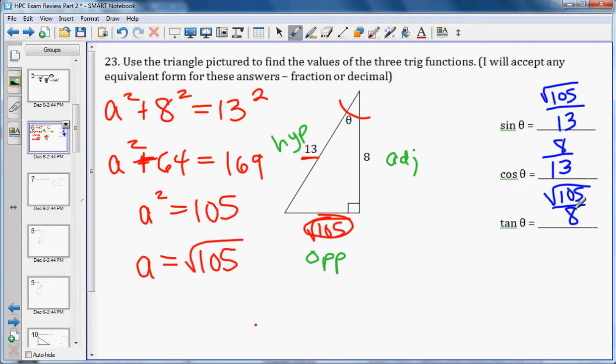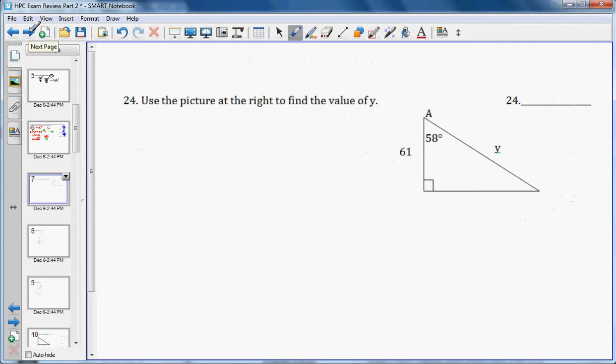Next, use the picture at the right to find the value of y. Well, we're going to use trig here, meaning sine, cosine, or tangent. We have this angle, and this is the adjacent side, and this is the hypotenuse. So given that we know the adjacent side and are trying to find the hypotenuse, cosine makes the most sense because the cosine of 58 degrees is equal to the adjacent over the hypotenuse.